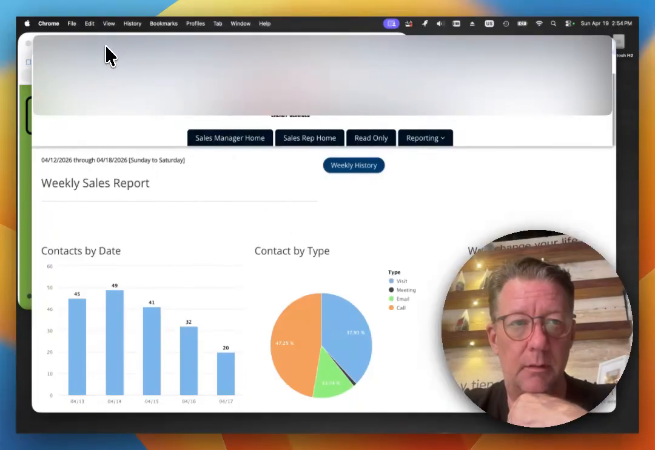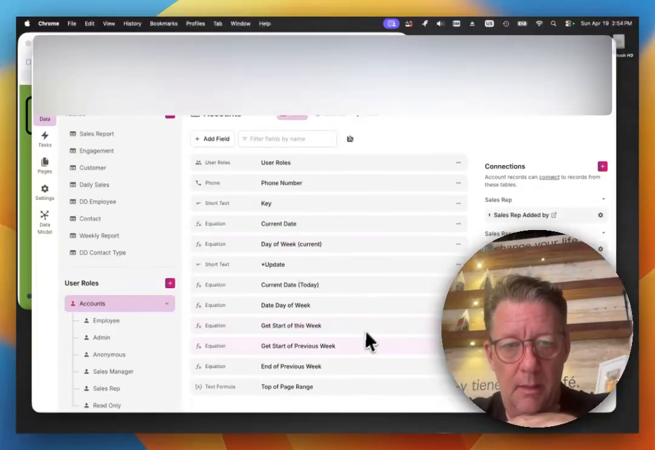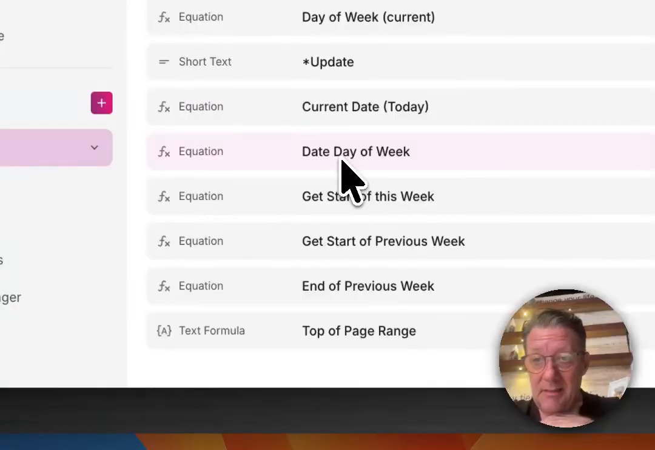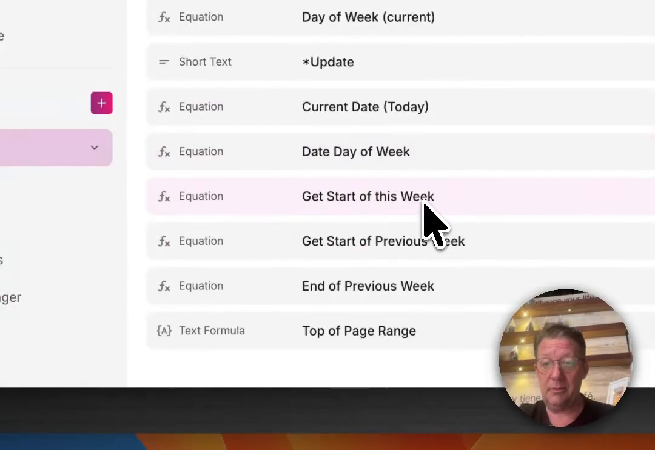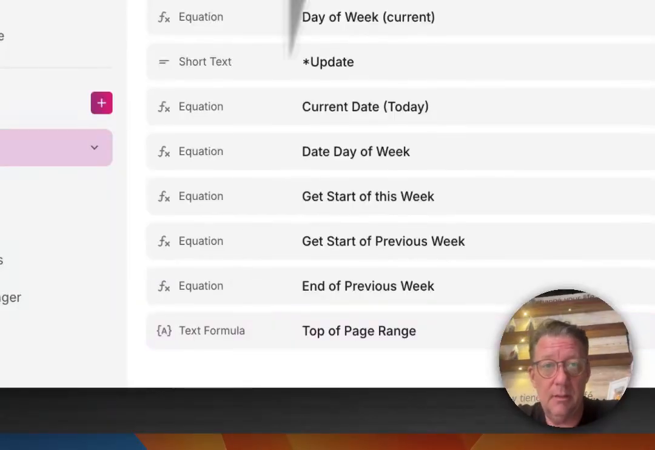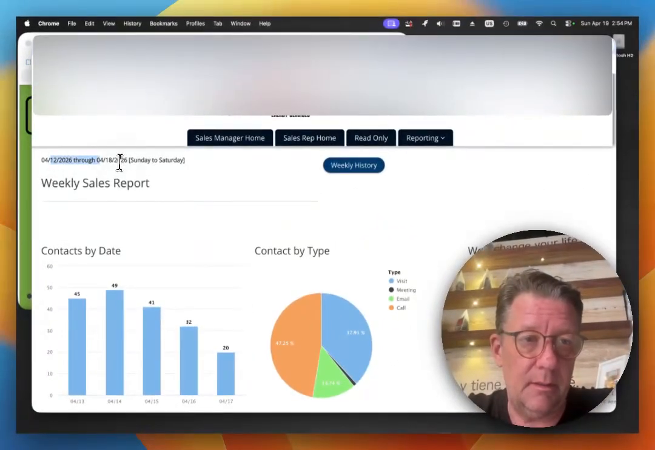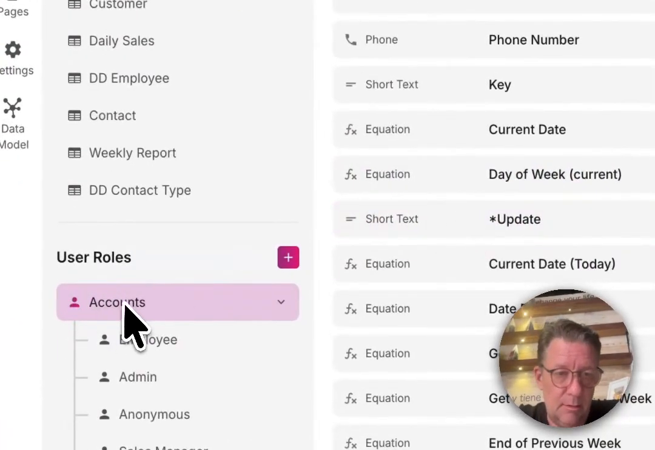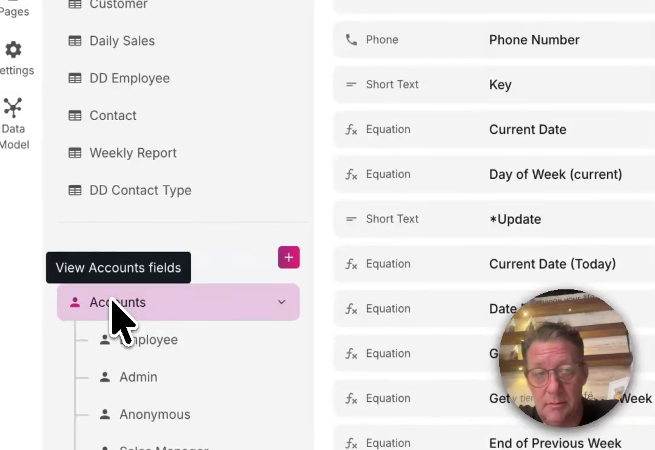First of all, I'm going to go here, and I have a bunch of fields. Get today's date, get what today is based on the number of the week, 1, 2, 3, 4. Get the start of the previous week. All these are equations, by the way, except the very last thing here, the text formula that puts together everything in here.